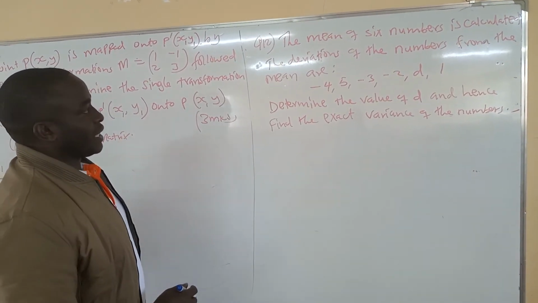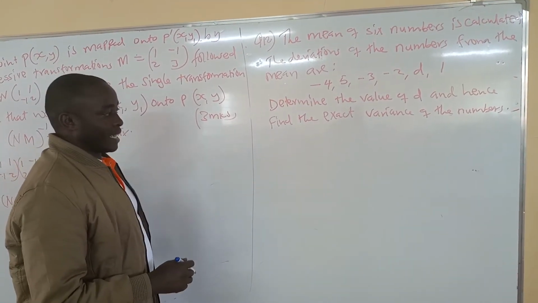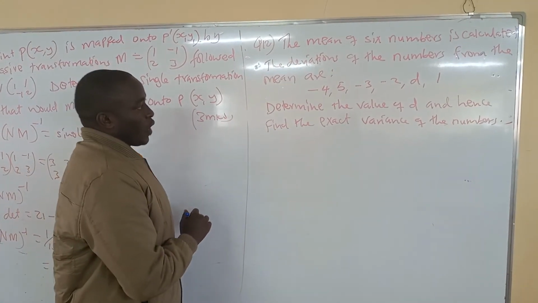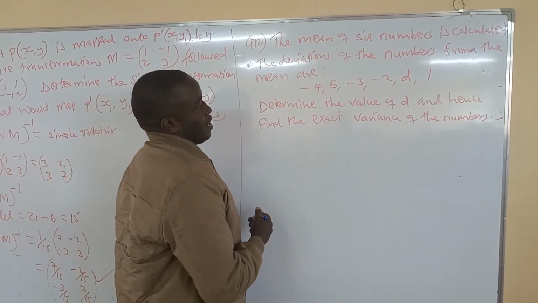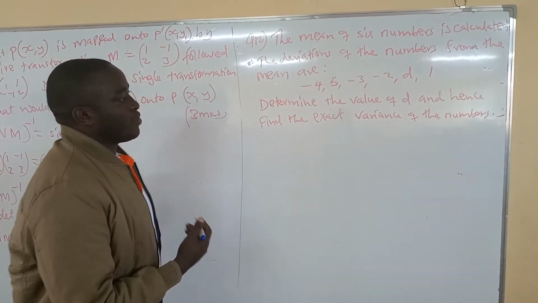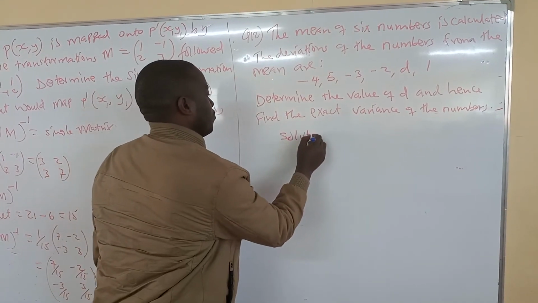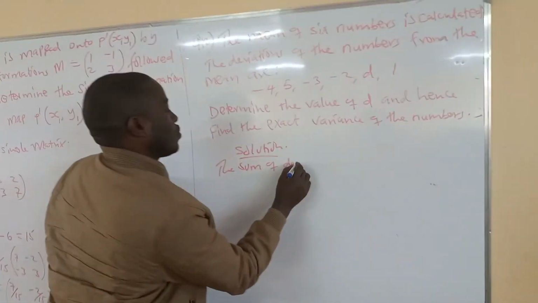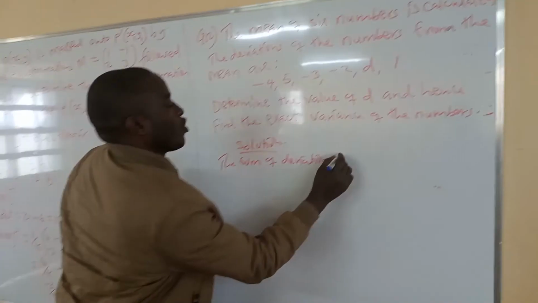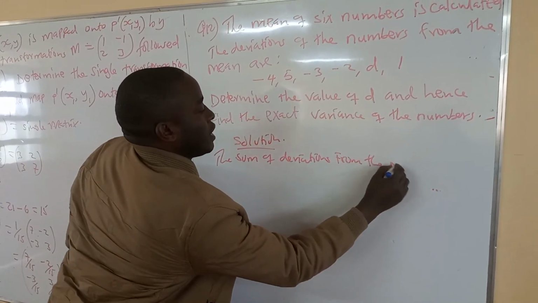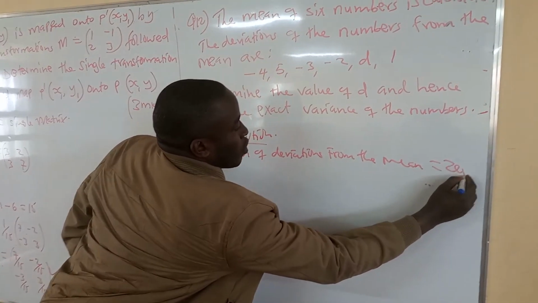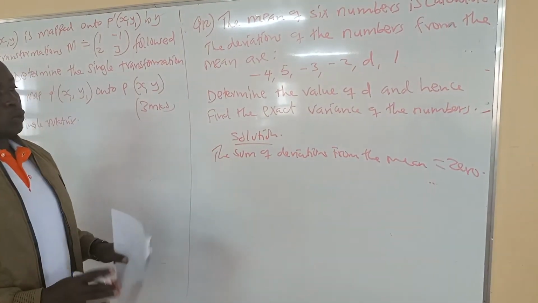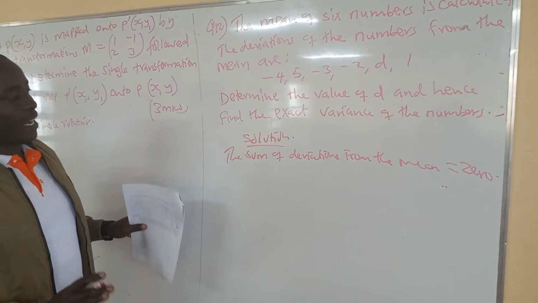So we understand that the sum of deviations of the numbers from the mean is 0. That is all you were required to understand. We know that the sum of deviations from the mean equals 0. If you know that the deviations from the mean add up to 0, you are done.